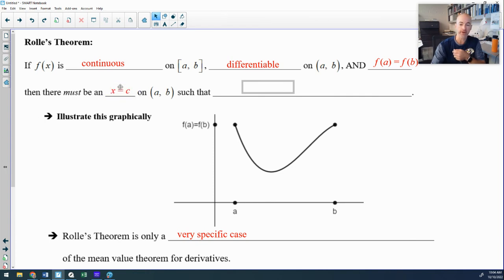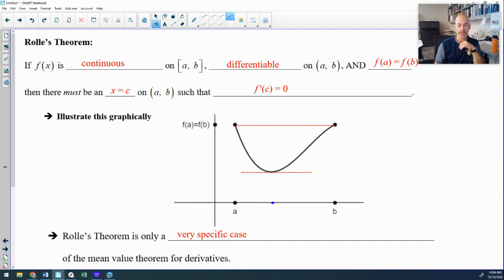Well, if the mean value theorem guarantees that you have a tangent with the same slope as the slope from point A to point B, well, if f of a and f of b are the same, then the slope of that secant would be 0. So Rolle's theorem is the mean value theorem with the very specific case that your f of a and f of b are the same, and therefore there must be a point on the curve where you have a horizontal tangent that is parallel to the secant that connects A to B. So Rolle's theorem is a very specific case of the mean value theorem.